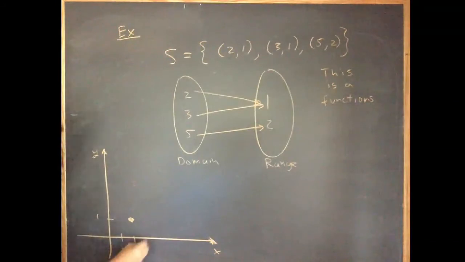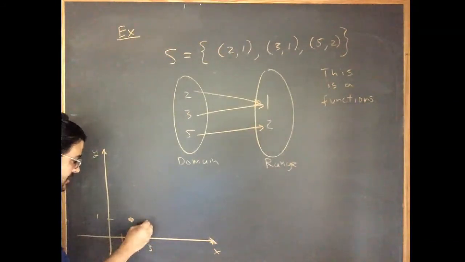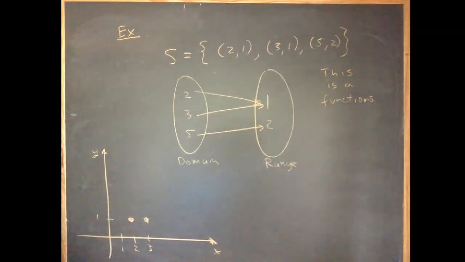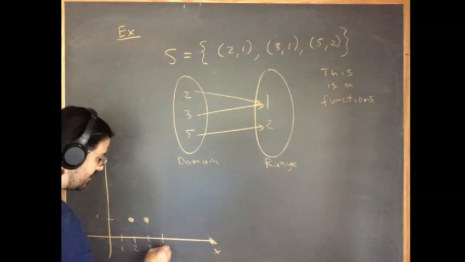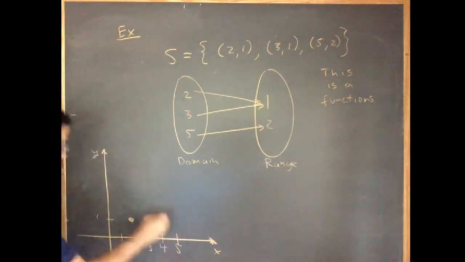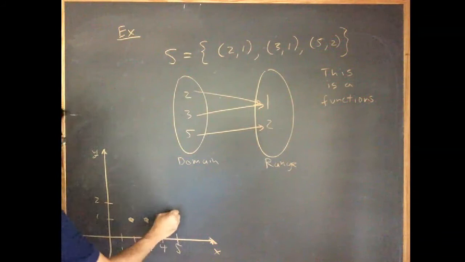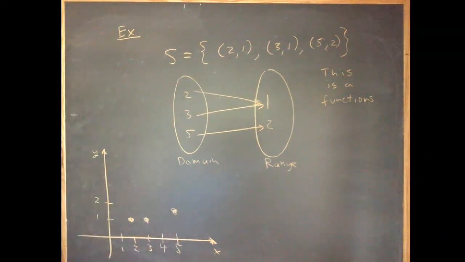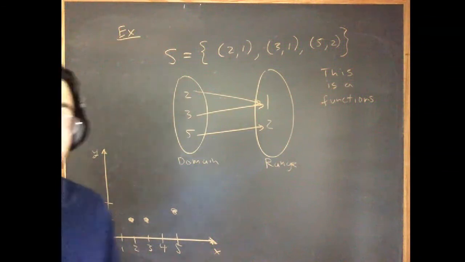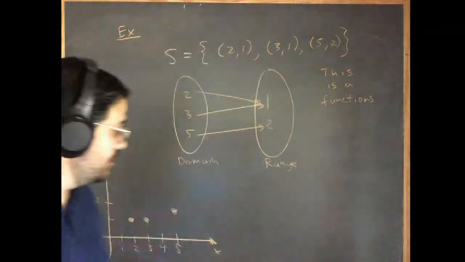The next one is at 3, 1. So that's this point here. And the final one is at 5, and then a y value of 2. So that would be this point right here. And notice I don't connect the dots at all, right? Because there are only 3 points in this relation.